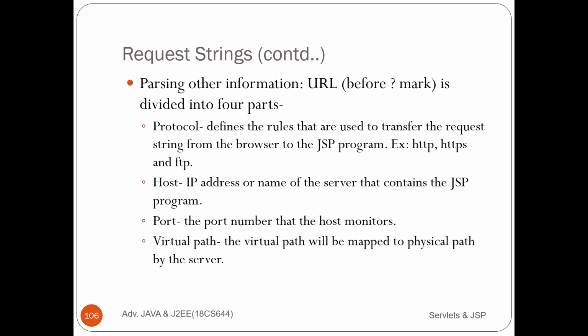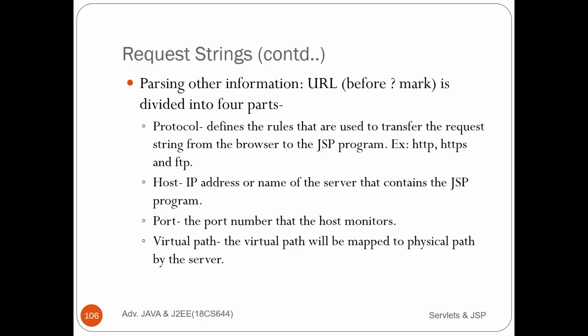But the URL can be divided into four parts. The URL begins with the protocol. The protocol defines the rule for the data transfer, how data transfers from the client browser to the server. The protocols are HTTP, HTTPS, and FTP, that is, file transfer protocol. The difference between HTTP and HTTPS is that security features are added in HTTPS, so it is called a secured version of HTTP.